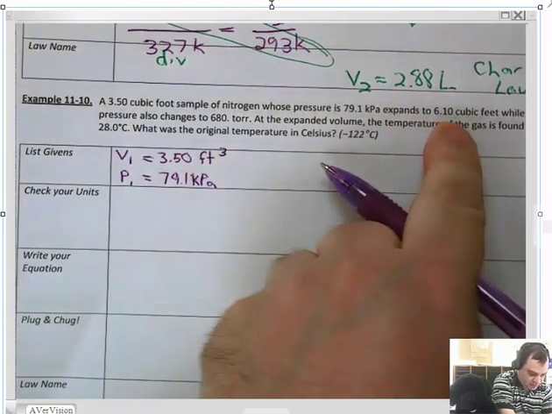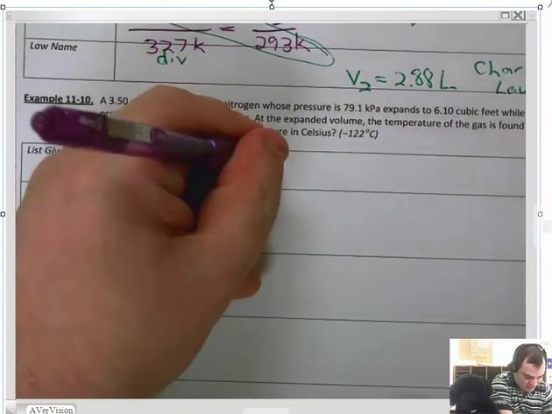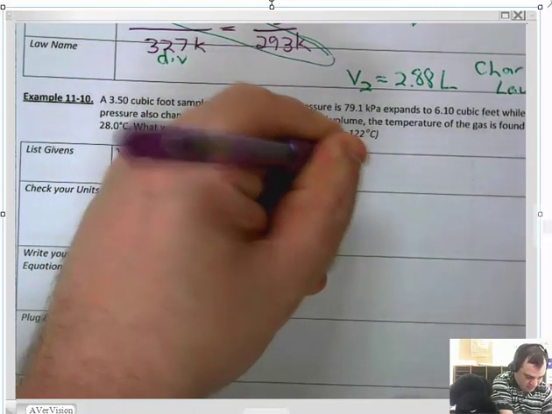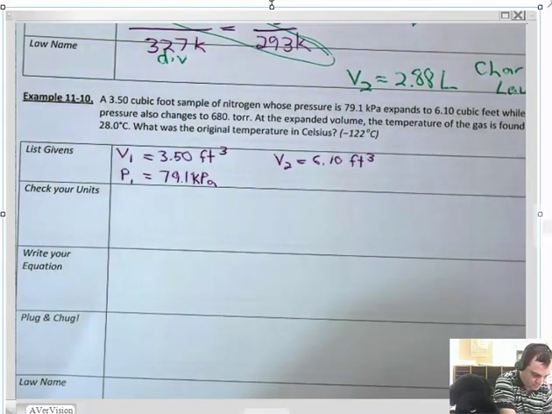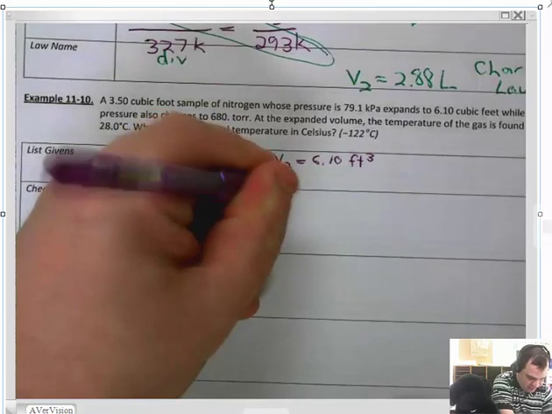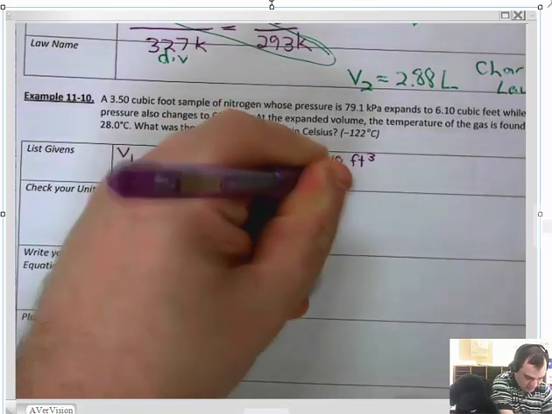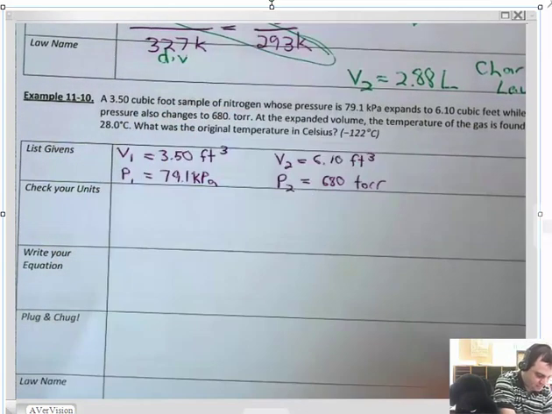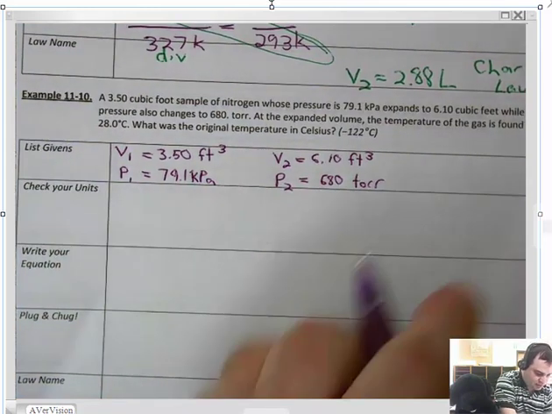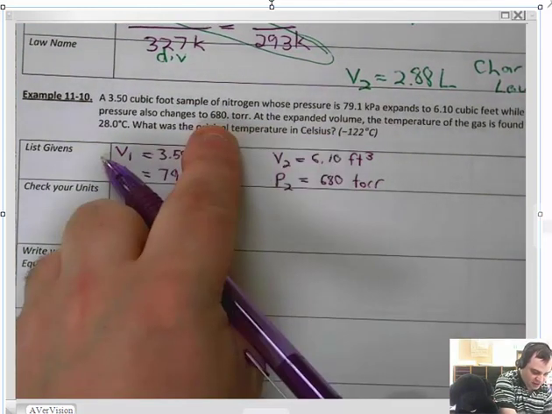Expands to 6.1 cubic feet. So now we have a V2 of 6.10 cubic feet. While its pressure also changes to 680 torr. That's another pressure. P2 is going to be 680 torr at the expanded volume.